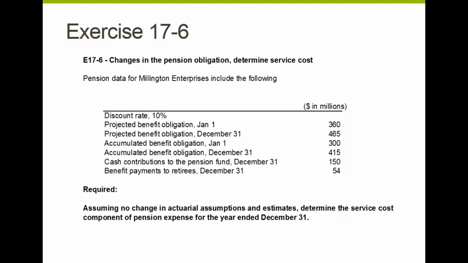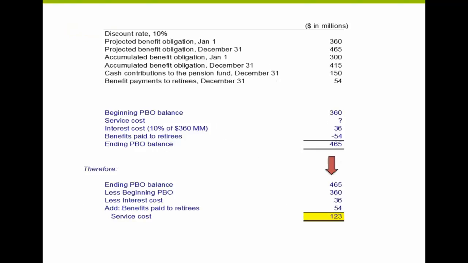Assuming no changes in the actuarial assumptions and estimates, determine the service cost component of the pension expense for the year ending December 31st. So let's walk through this, and we want to think about this from a couple of different perspectives. Let's look through what we're trying to determine. Okay, so the beginning PBO, and again, the PBO is the amount of the liability. It's a liability that's actually not on our balance sheet, and we'll explain this in a little bit, but in fact it is a liability.